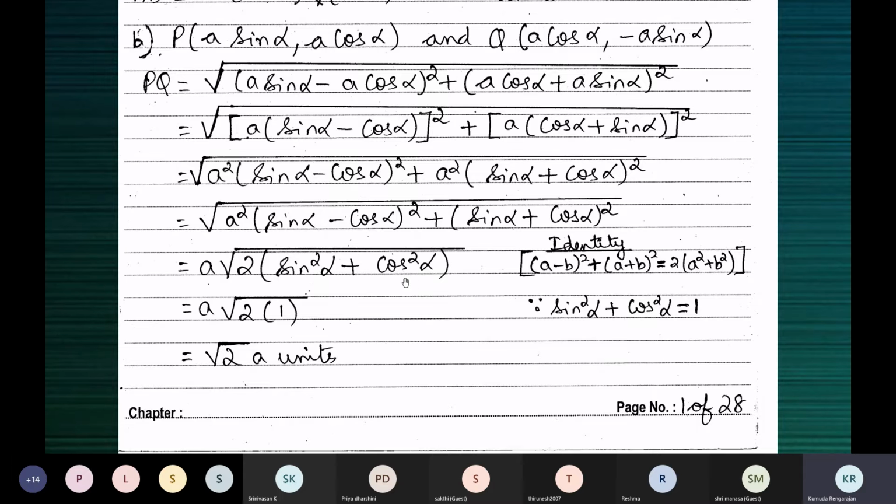But this is sine square alpha plus cos square alpha, which is 1. Sine square theta plus cos square theta is 1. So 2 into 1, 2. So it's nothing but root 2 a units. A outside the square root, root 2 a units. PQ is equal to root 2 a units.